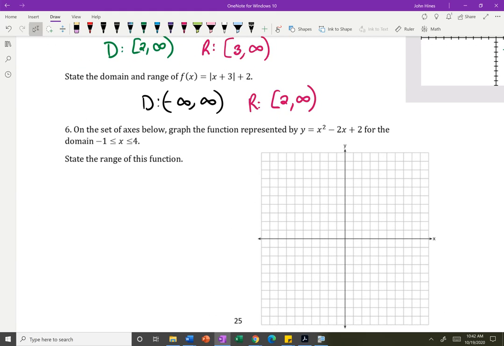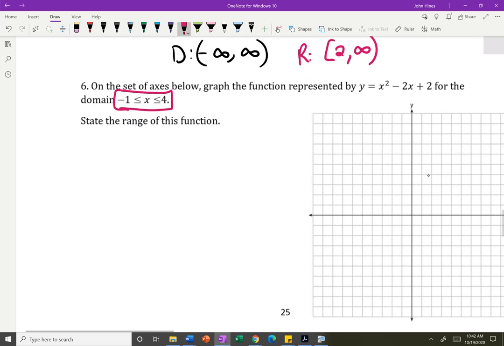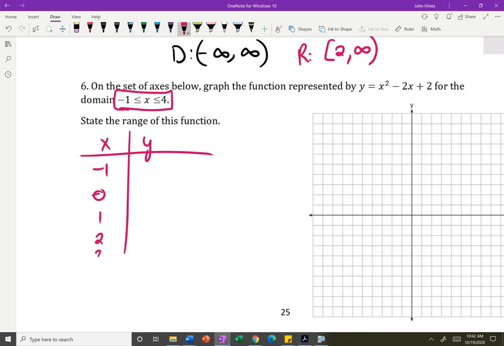On the set of axes below, graph this function over this domain. So I'm giving you the domain. Those are your inputs. You're only allowed to plug in -1 all the way up until 4. 0, 1, 2, 3, 4. Those are the only numbers I'm allowed to plug in.